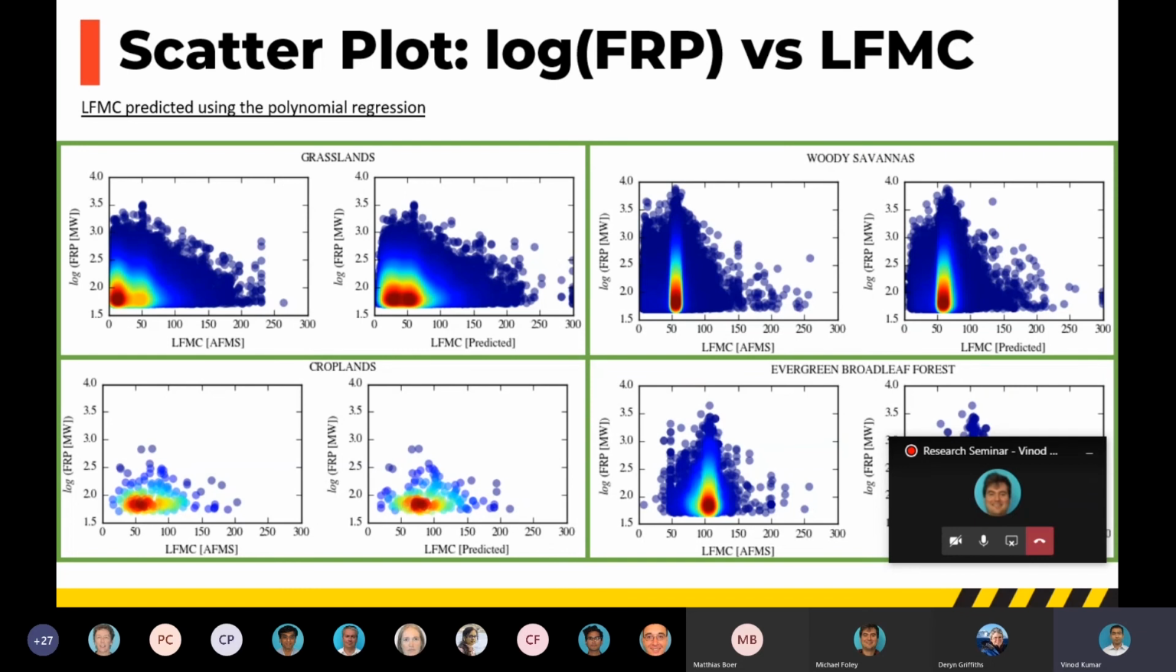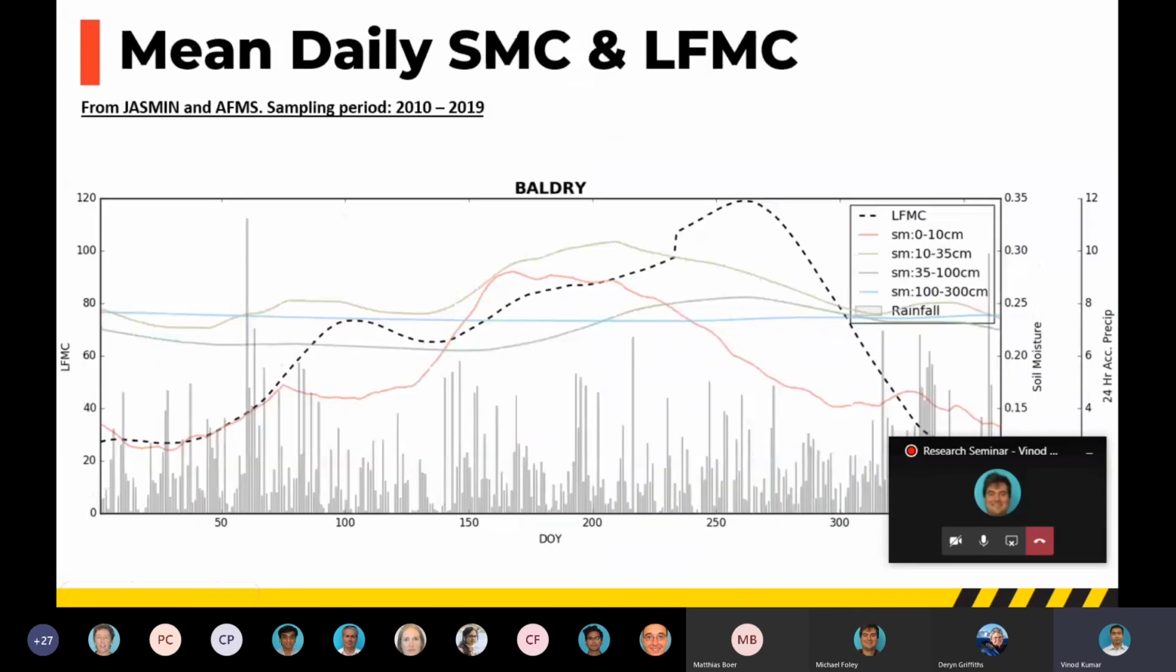Okay, so one of the things we noticed is that the annual cycle of both the live fuel moisture content data and soil moisture content data are quite different. For example, the plot shown here is again our Baldry site, which is in New South Wales. You could see that the soil moisture peaks much earlier than the live fuel moisture content data.